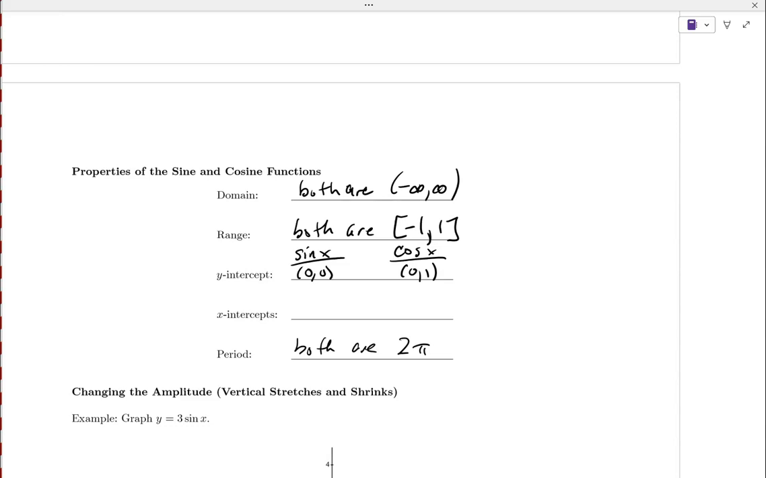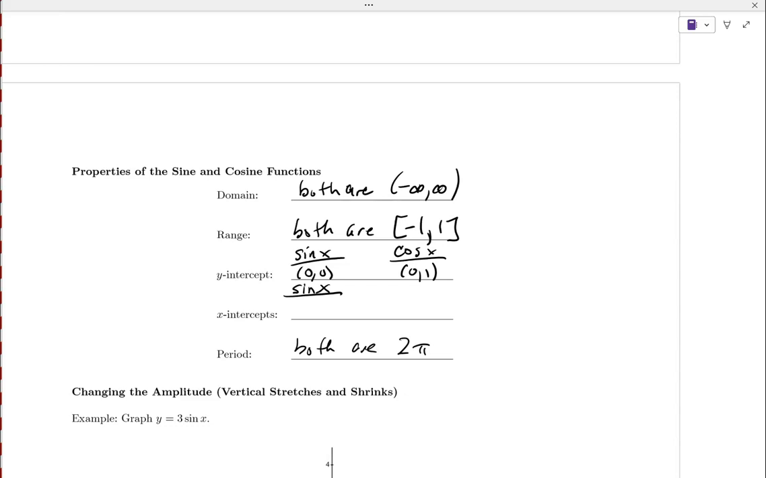All right, what about the x-intercepts? Where does it cross the x-axis for sine? At pi. Yeah, it crosses at pi, where else? 2 pi, where else? 4 pi, where else? 0, where else? Yeah, negative pi, negative 2 pi, negative 3 pi, negative 4 pi, right? All the multiples of pi, correct?